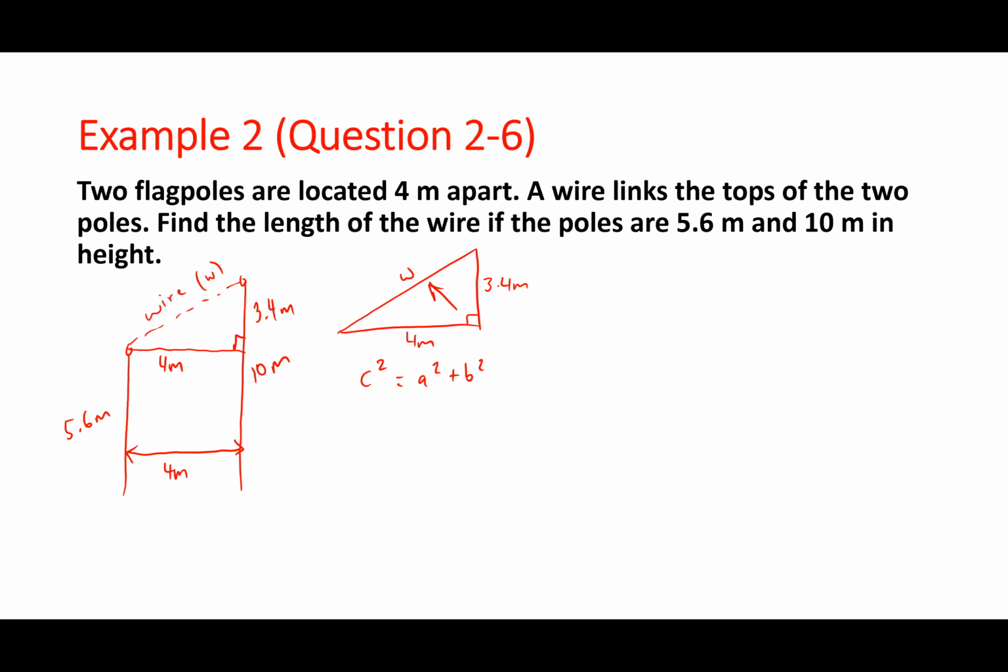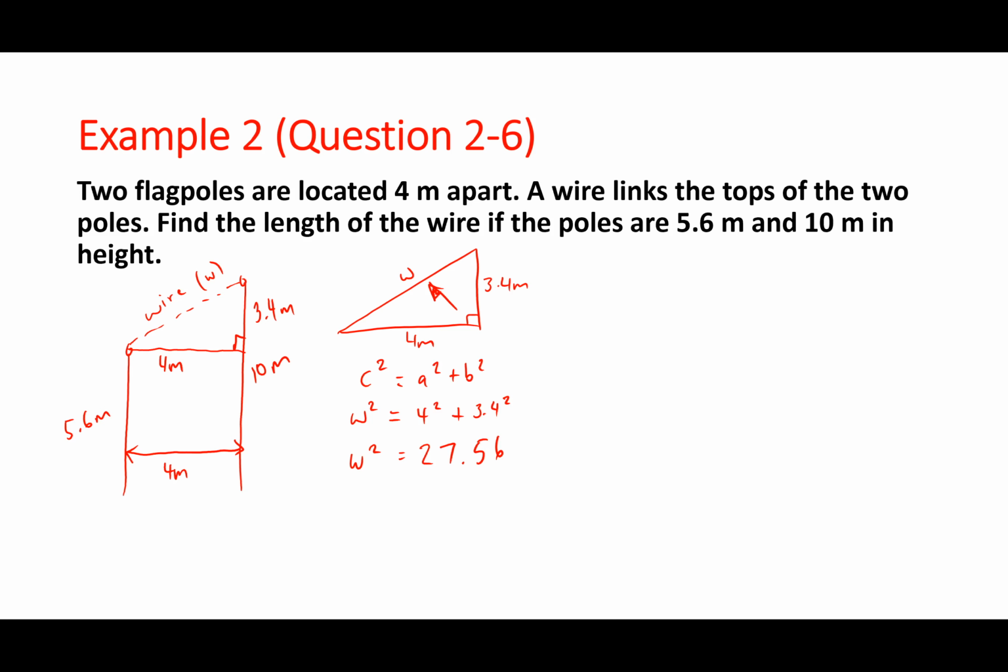So w squared is equal to a squared. It doesn't matter which side I use. I might use the 4. 4 squared plus 3.4 squared. So w squared is equal to, I'm going to put that into my calculator. 4 squared plus 3.4 squared, which is 27.56. Now, yes, again, that seems like a big number, but it's because we've got it when it's the square.